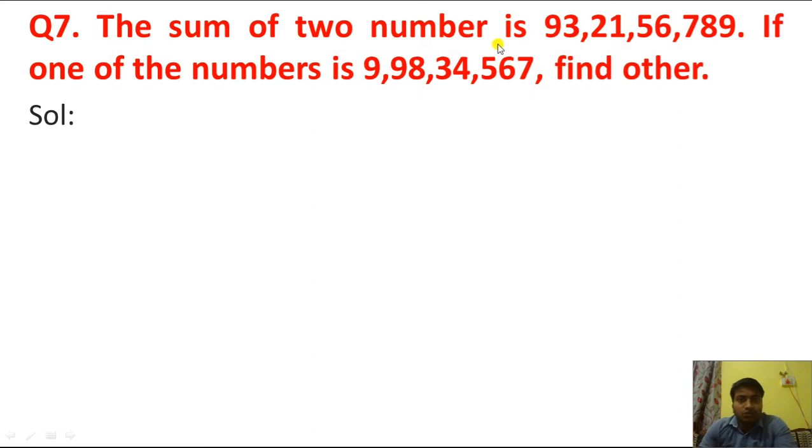Now the sum of two numbers, this is question number 7. The sum of two numbers is this much, that means 93 crore 21 lakh 56,789. If one of the numbers is this much, then find the other. So this is the total and the first number is given. This is the first number and this is the sum of two numbers.